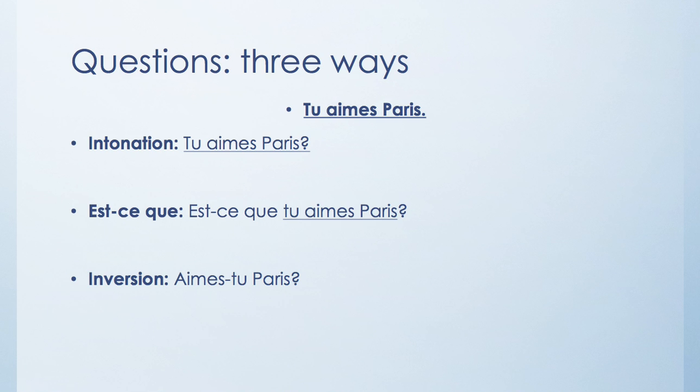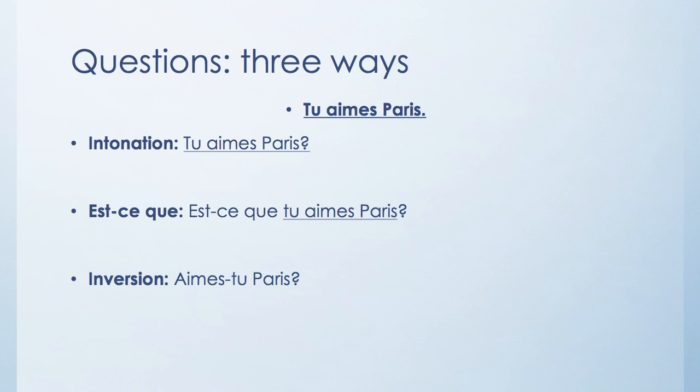Second method, you use est-ce que. So you go, est-ce que tu aimes Paris? Basically, you keep the original sentence, tu aimes Paris, and you put est-ce que right in front of it. You don't change anything other than the punctuation in the original sentence. And so this is easy also.